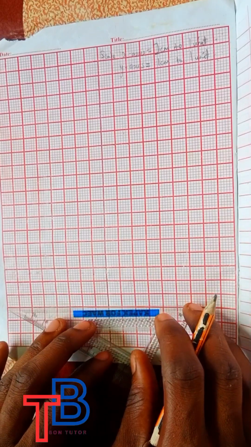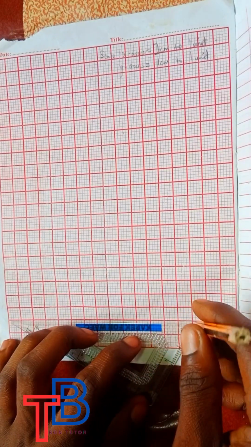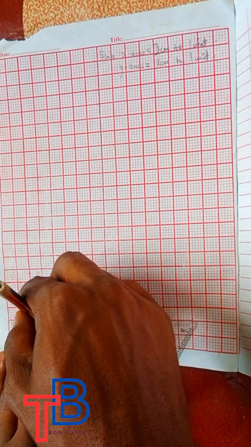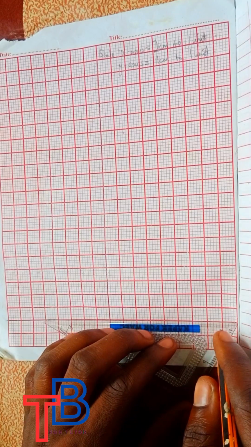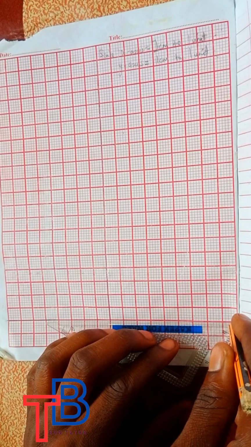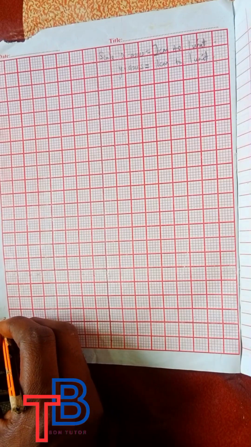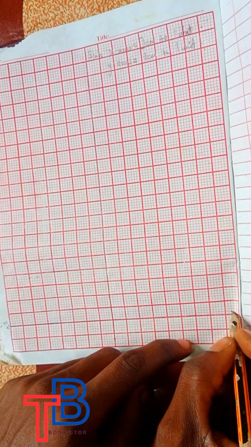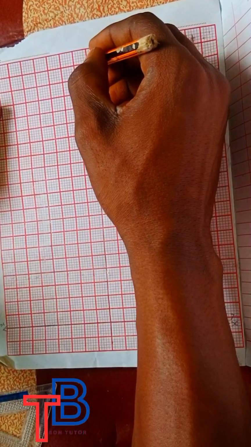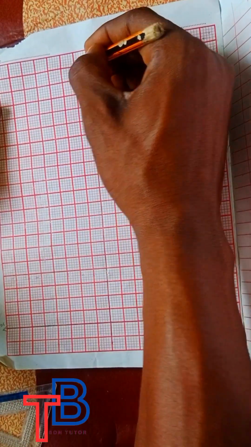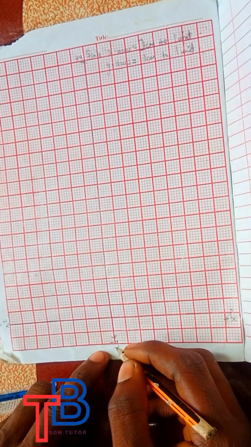So I will let my x-axis come down here, since I do not have any negative y value, so I can allow my graph to come down like this. And here will be my negative x axis, here will be my positive x axis, here will be my positive y axis, and here will be my negative y axis.